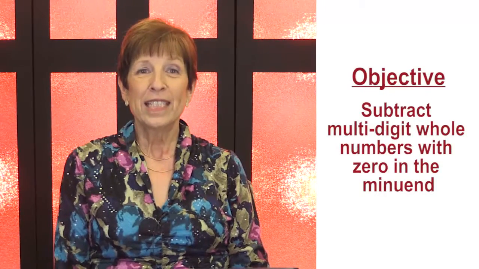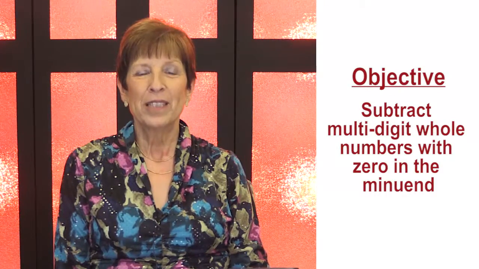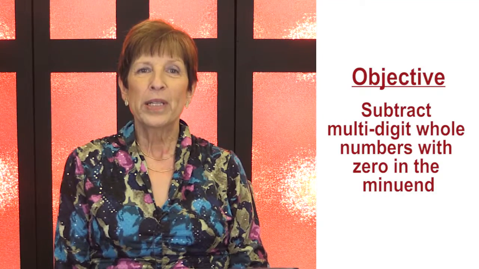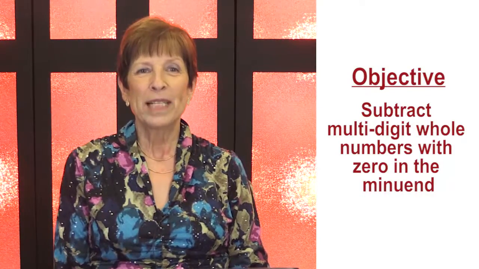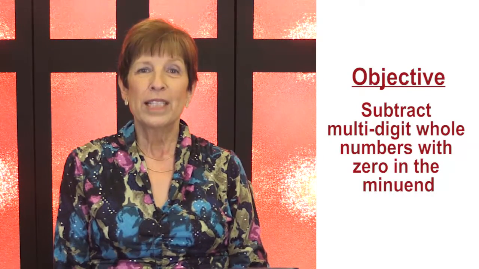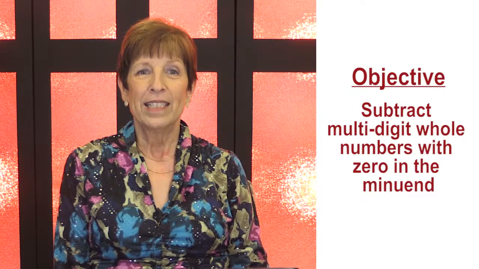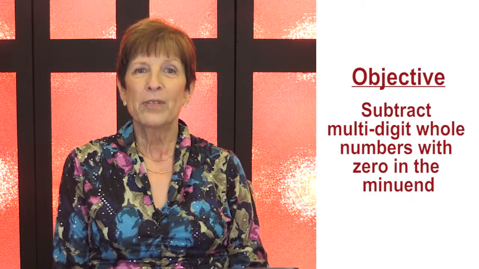The objective for this lesson was to subtract multi-digit whole numbers with zeros in the minuend. The objective was met by first working with manipulatives, the base 10 blocks, to create an understanding of the place values. Then we moved to drawings of what was happening in the equation. Then we extended that to the abstract written algorithm.